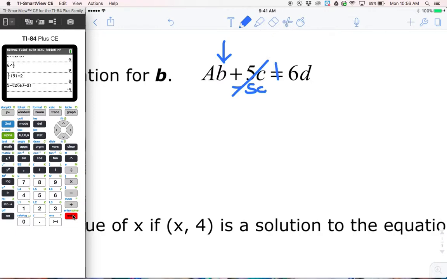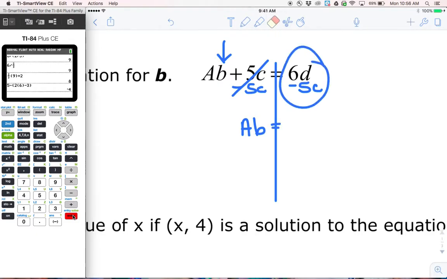However, whatever we do to one side of the equation, we have to do to the other side. So that means I also must subtract 5c over here. And that looks really strange. Well, I still have AB equals. And on the right side, I don't know what this will add up to or subtract to, so I just get to write it all out.